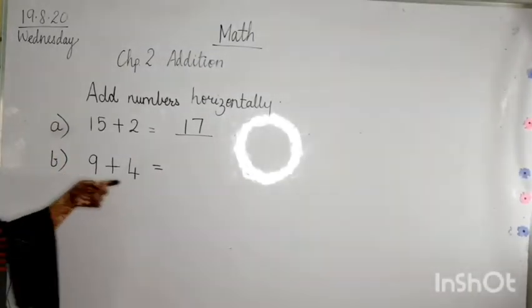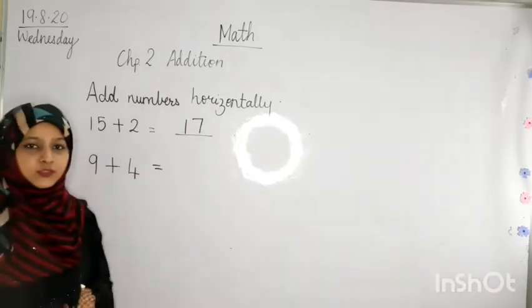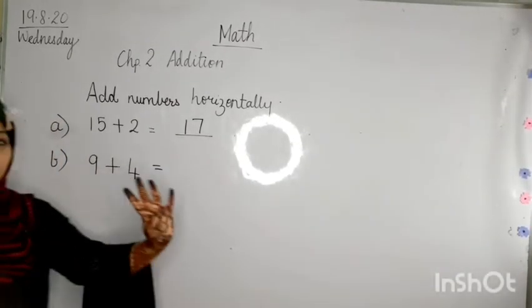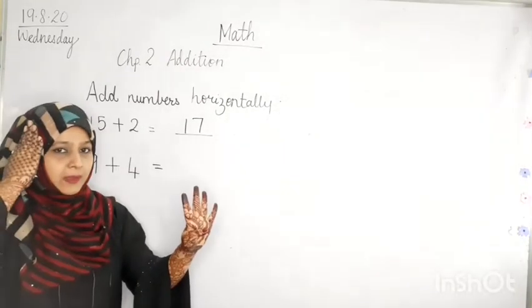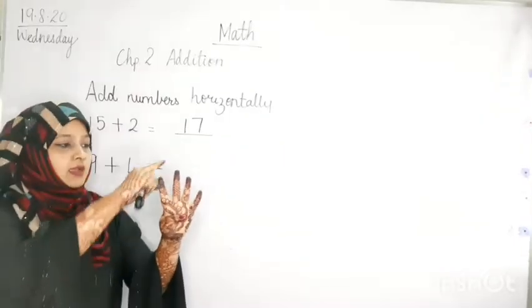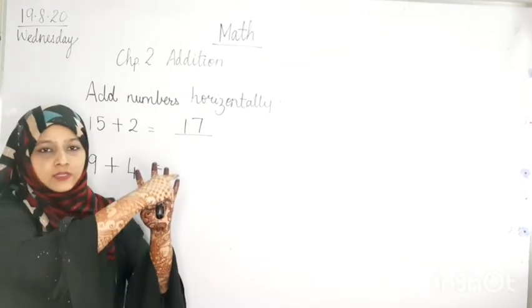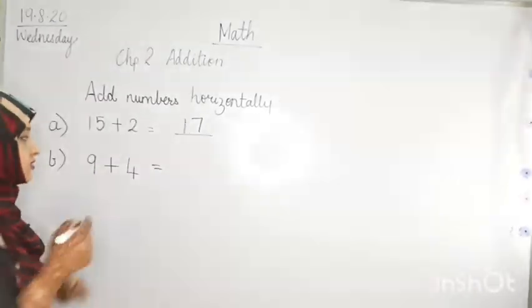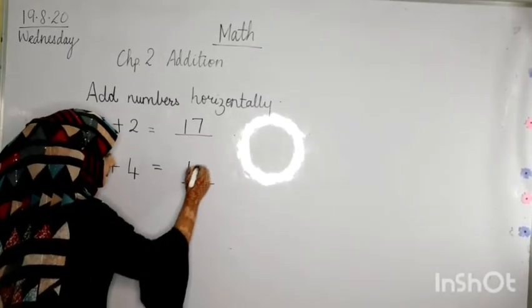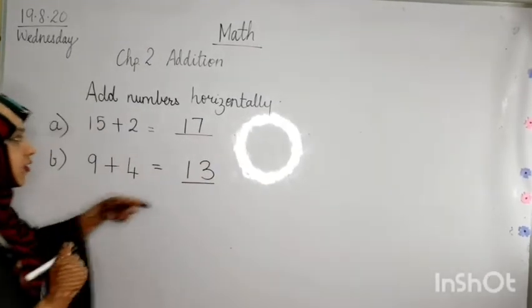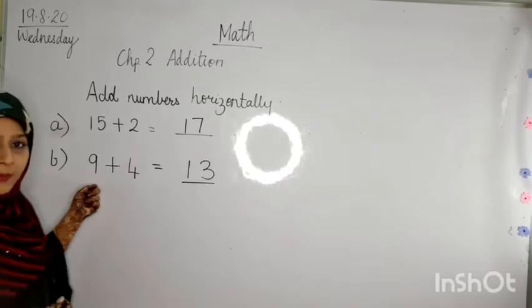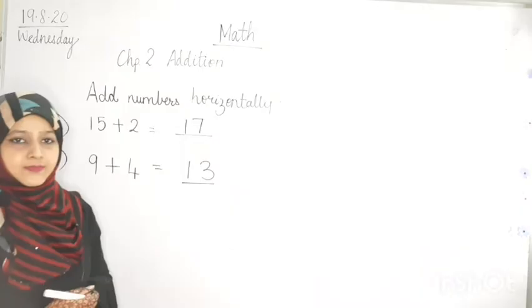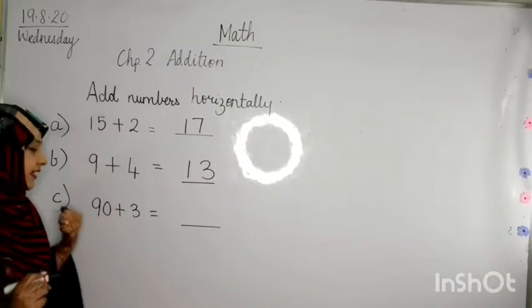It says 9 plus 4. So, what are we going to do? We are going to keep 9 in our mind and 4 on our fingers. Yes? 9 in my mind. After 9, 10, 11, 12, 13. So, 9 plus 4 gives me the answer 13. Also, how we are adding horizontally? We are keeping the bigger number in our mind and the smaller number on our finger. Let's see the next example.